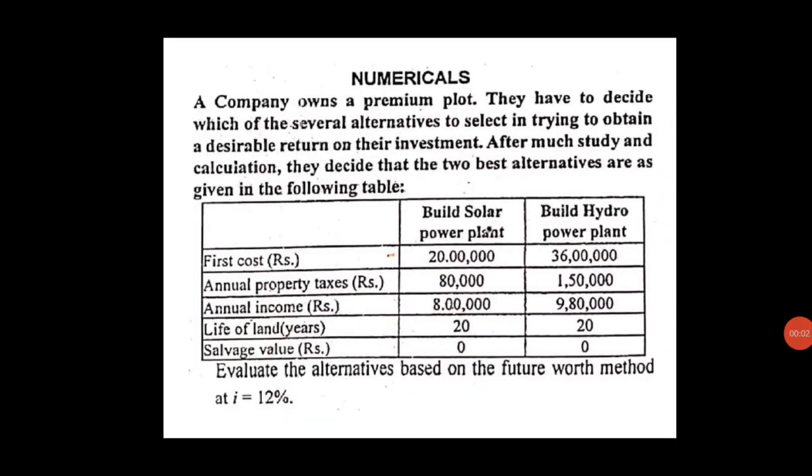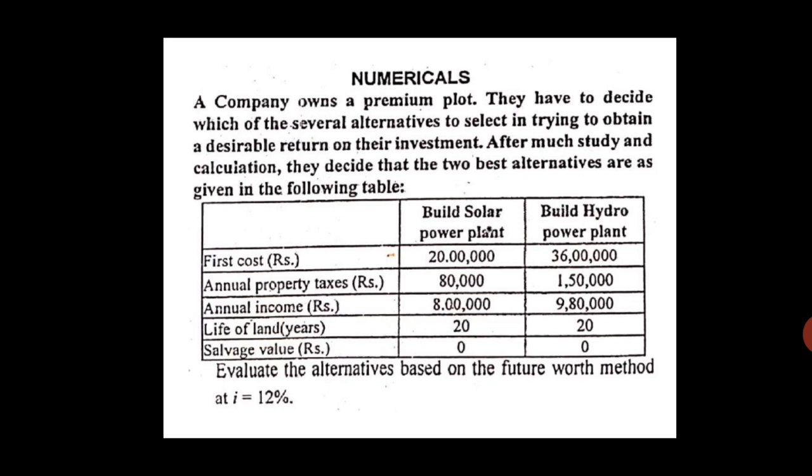Hello students. Now we shall look at a numerical on future worth method. So a company owns a plot, premium plot. They have to decide which of the following alternatives to select in trying to obtain the desirable return on their investment. After much study and calculation, they decide the two best alternatives are as given below: to build a solar power plant or build a hydro power plant. Evaluate the alternatives based on the future worth method at interest rate of 12%.